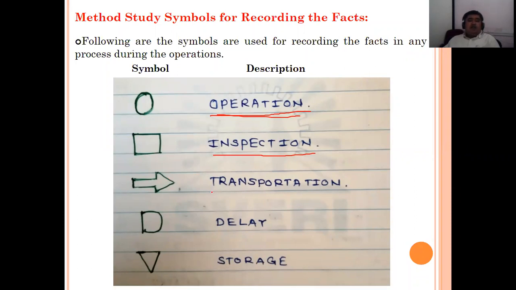Then if material is in transportation from one place to another place, the transportation is shown by an arrow, because an arrow shows the direction also. Here in our case, the arrow shows material is in transportation, and it has not yet reached the required position.